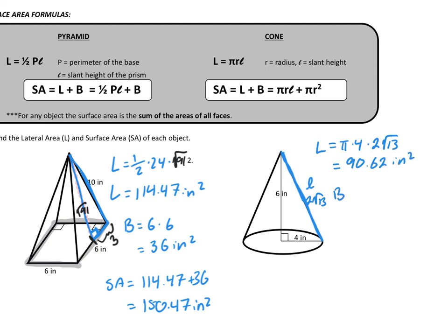We now want to find our base area. Our base is just a circle, so it's just pi times the radius squared, which in this case is 4. So that means our base area is 16 pi inches squared. And we are going to add them together. This is one of those situations where we have one value that's a decimal, so it's fine for your answer to be a decimal instead of in terms of pi. So our surface area here is our 90.62 plus 16 pi, which is going to be 140.88 inches squared.